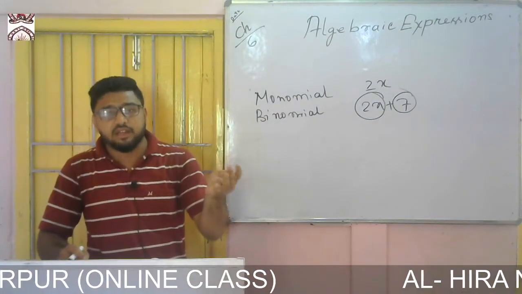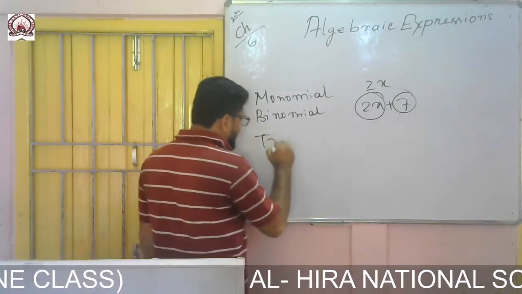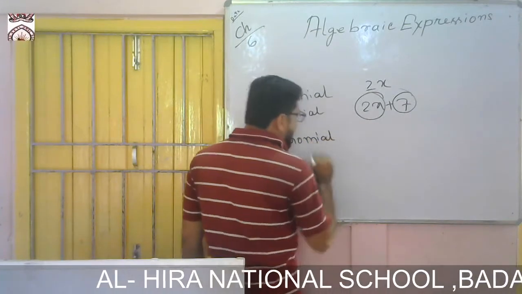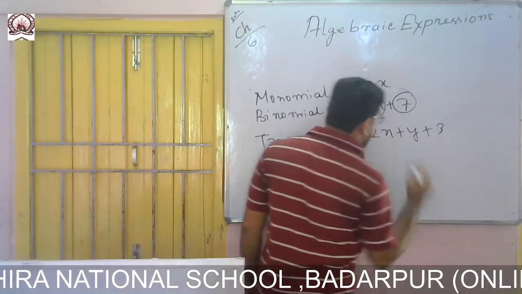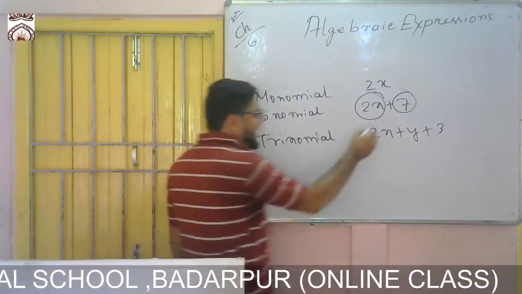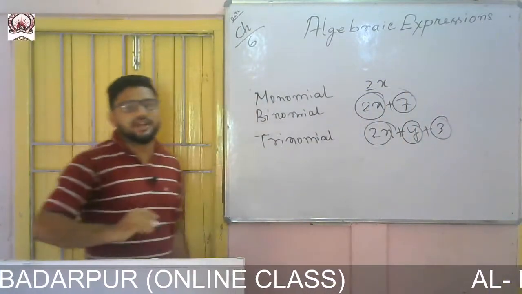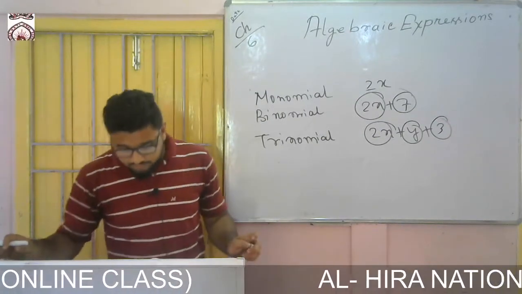Now what is a trinomial? Tri means three, so a trinomial has three terms. Suppose 2x plus y plus 3. So it is a trinomial expression. Why? Because there are three terms. So it is a trinomial expression. Understood?